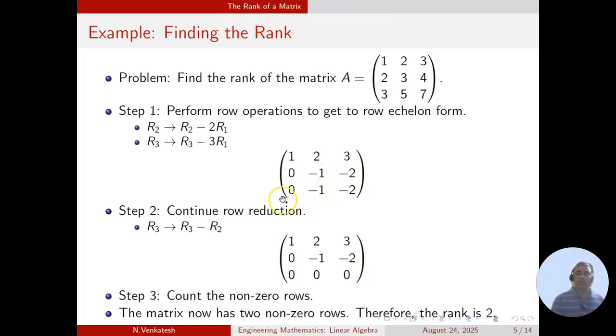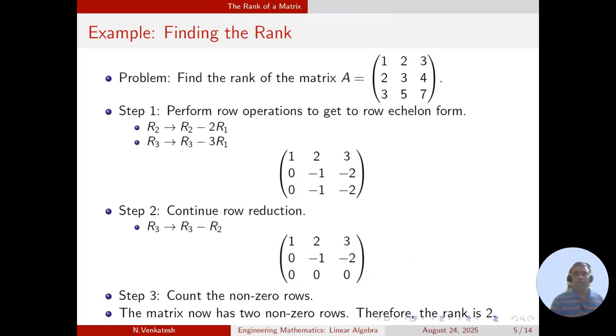So for that we have to do one more transformation on R3, that is adding multiples of R2 to R3, that is R3 minus R2. If you do, then we are going to get, because here also we have minus 2, minus 2 will cancel out. And now we just have to count the number of non-zero rows. So there are two non-zero rows, that's why the rank of the matrix is 2.